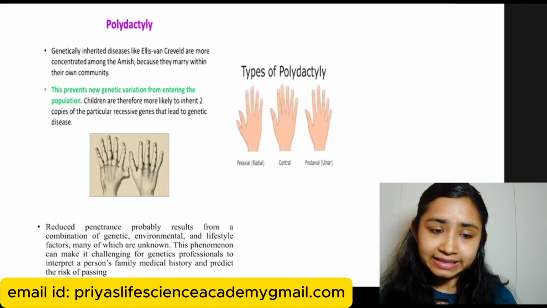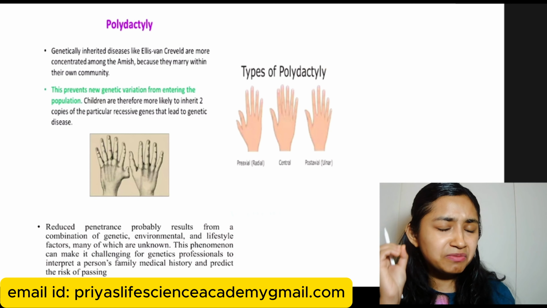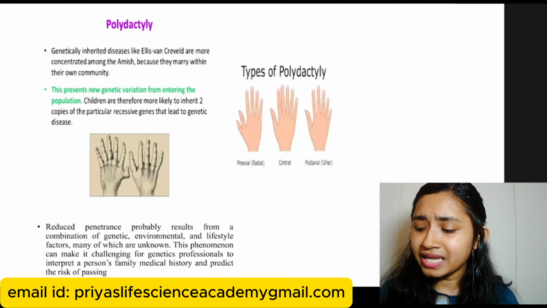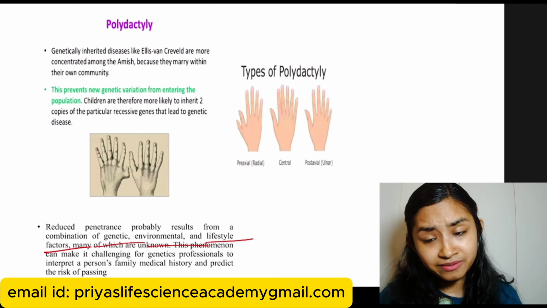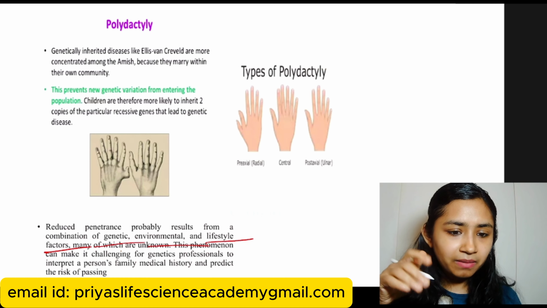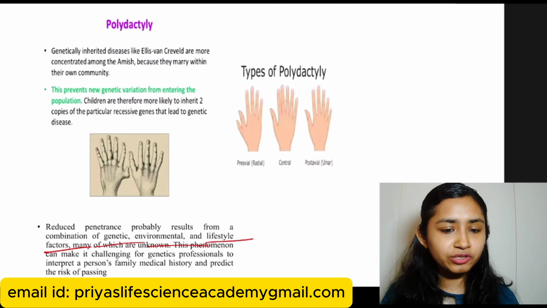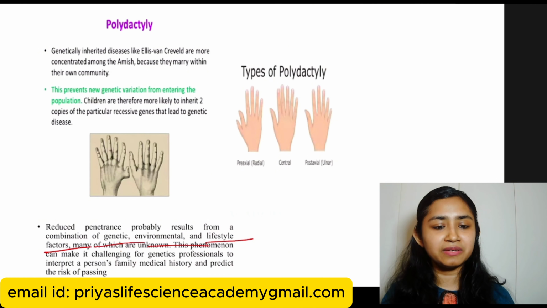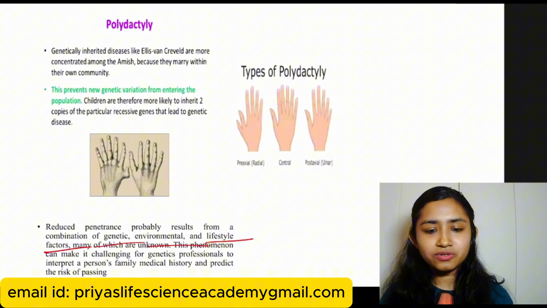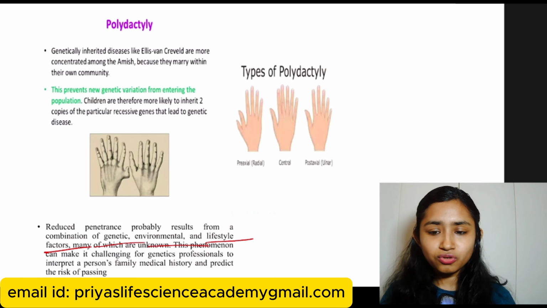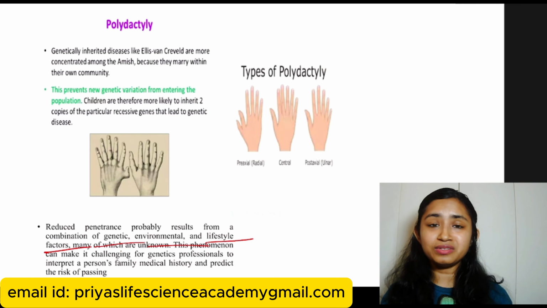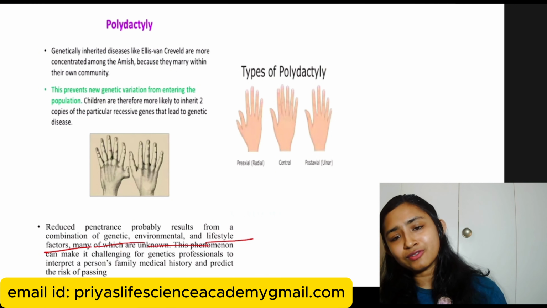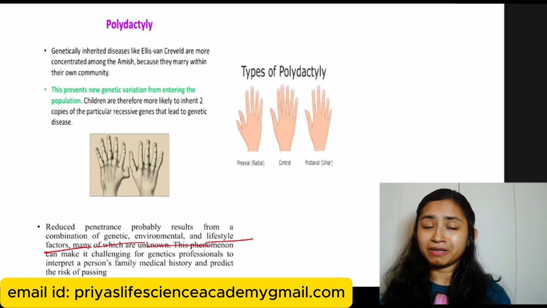So the answer lies here: reduced penetrance probably results from a combination of genetic, environmental, and lifestyle factors. There must be some genetic, environmental, and lifestyle factors having an effect on the phenotype, many of which are unknown. This phenomenon can make it challenging for genetics professionals to interpret a person's family and medical history, and predict the risk of passing it on. So there are some instances in genetics where, even if you have that genotype, you are not expressing the phenotype. It might be caused by environmental factors, lifestyle factors, or any other factors that might be responsible. Okay.